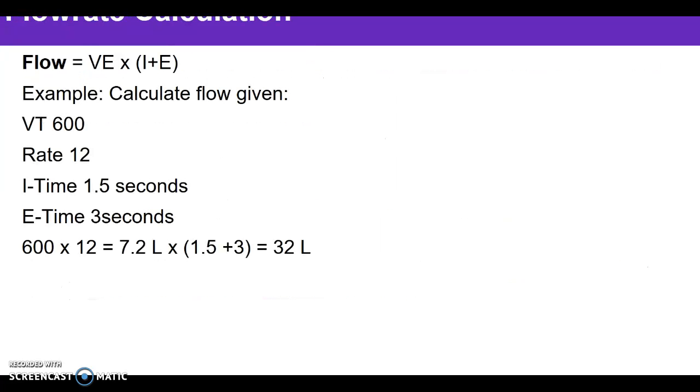Our last calculation is figuring out the flow rate. Some ventilators don't have a set inspiratory flow rate, or you don't know what the inspiratory flow rate is, and you can calculate that from some variables given. And that formula is minute ventilation multiplied by the I plus E time, not ratio. Inspiratory plus expiratory times. So in our example, we're given a tidal volume of 600 and a rate of 12.